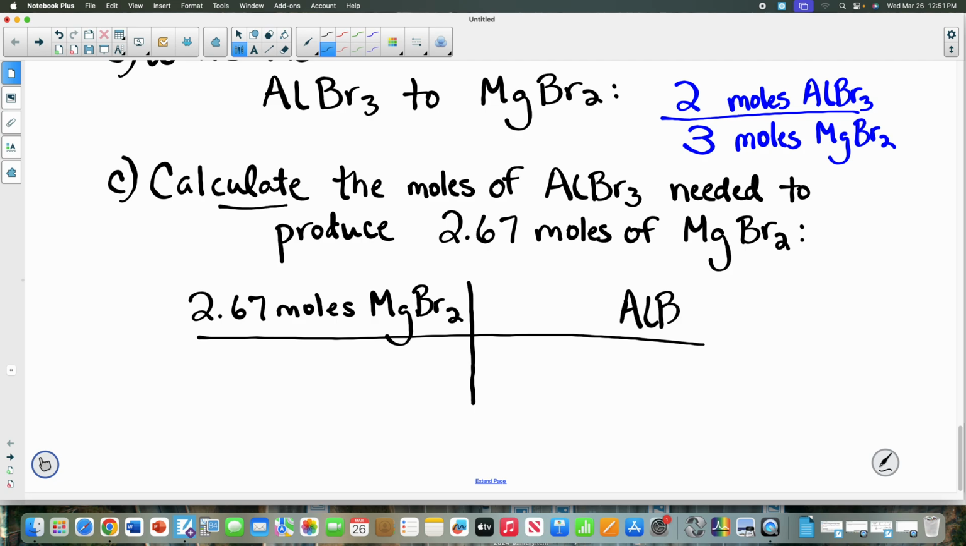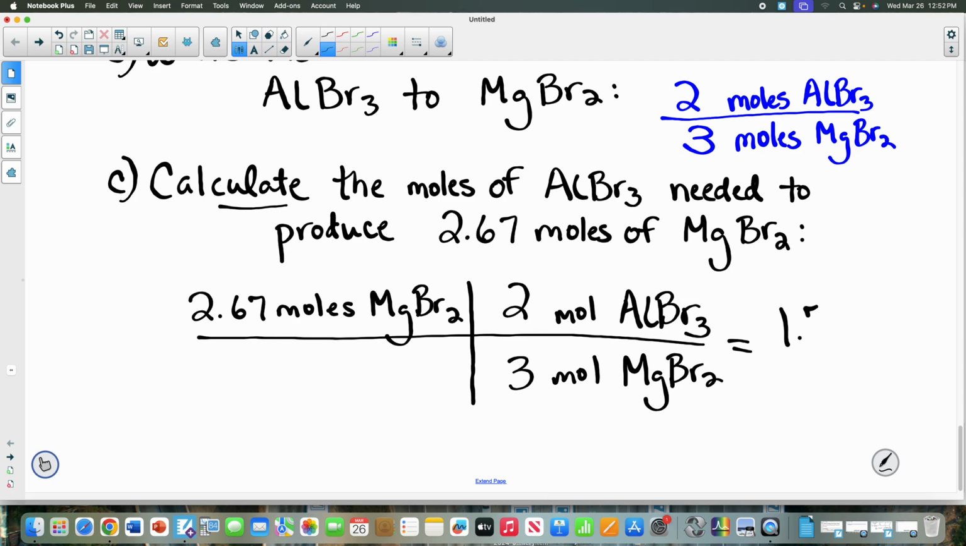So AlBr3, and then what I'm starting with is going to go on the bottom so I can cancel. Okay, so I do 2.67 times 2 divided by 3, and it looked like you guys had 1.78. Yep. Moles of AlBr3.